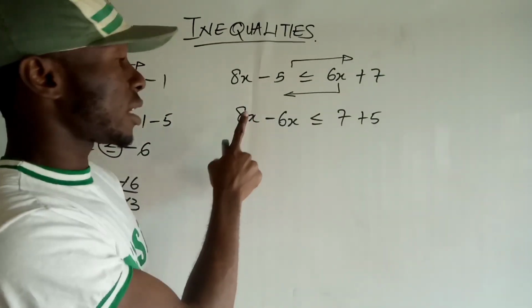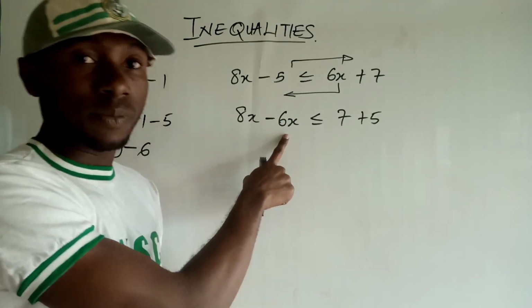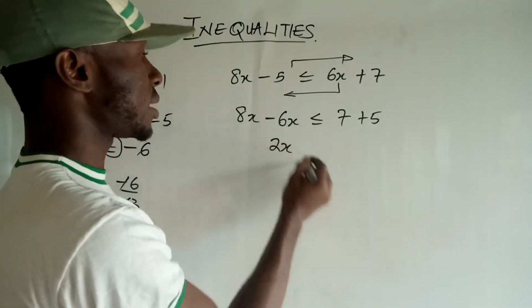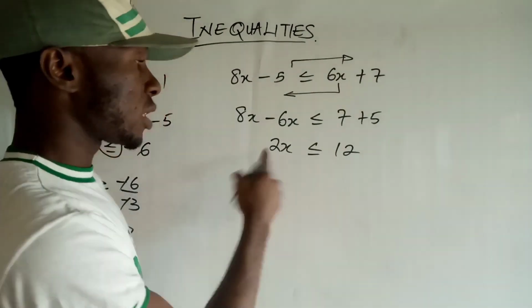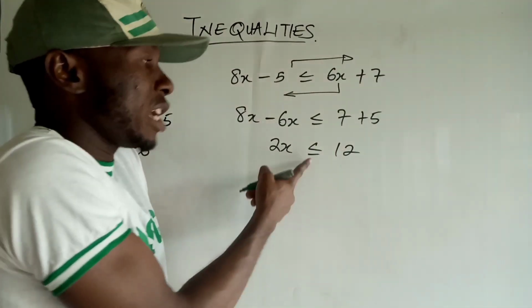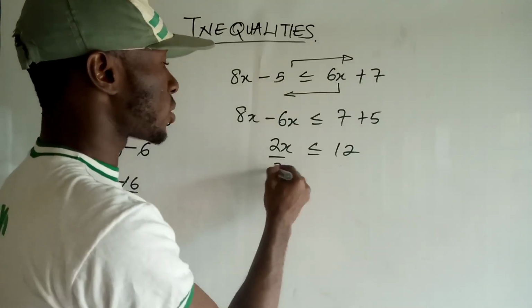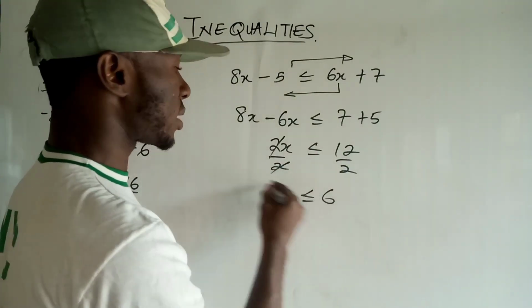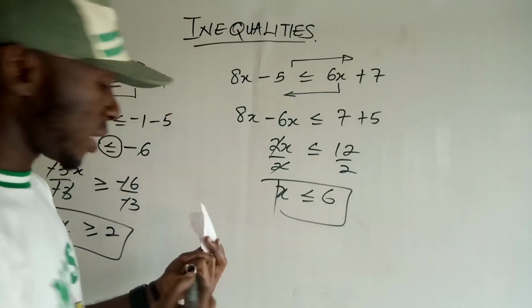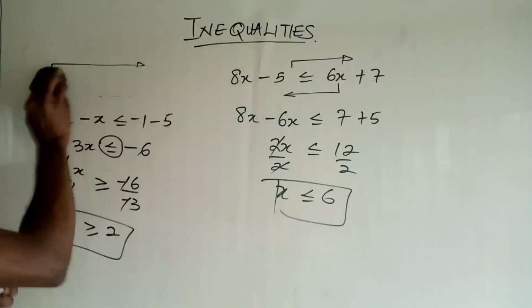8x minus 6x is going to give me 2x, less than or equal to 7 plus 5, which will give me 12. Now you want to divide both sides by a positive number, so the inequality will not change. You divide both sides by 2, this cancels out, so x is less than or equal to 6. Wow, very simple. So let me take out some questions from here.